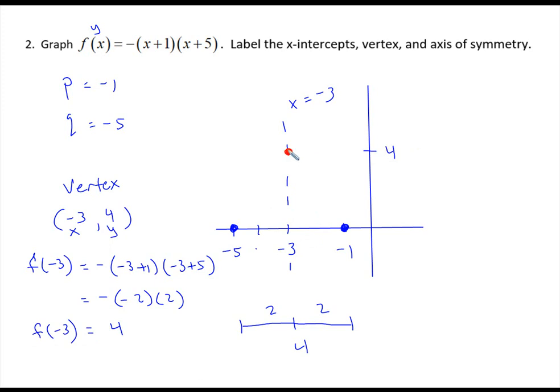So plot that. Here's our vertex. A value, we know a is equal to -1. So since a is negative, we know the parabola is opening down. So here's our parabola. And then let's label everything. We've got -5, 0 here. We've got -1, 0. Our vertex is -3, 4. And we already labeled the axis of symmetry.